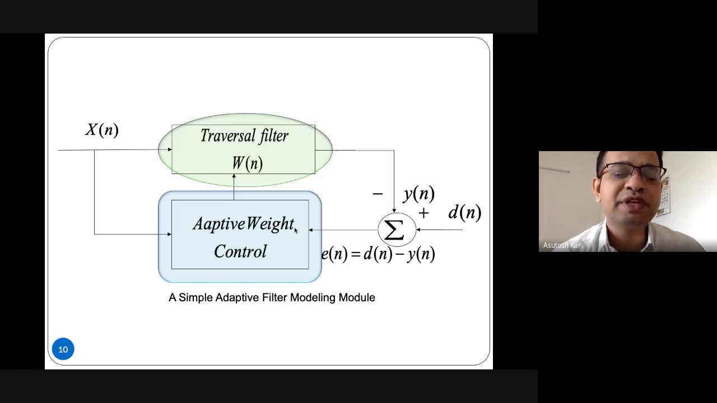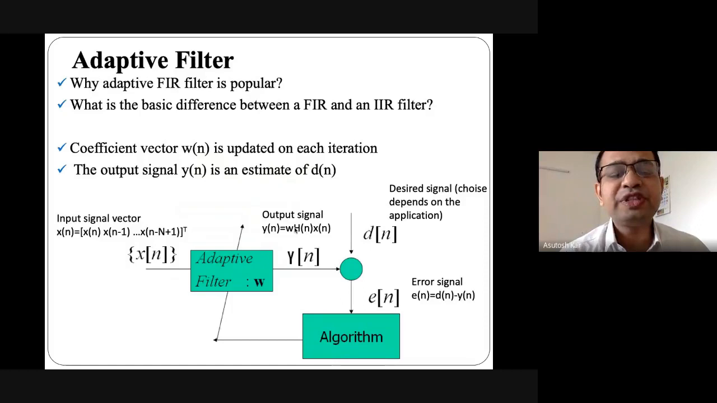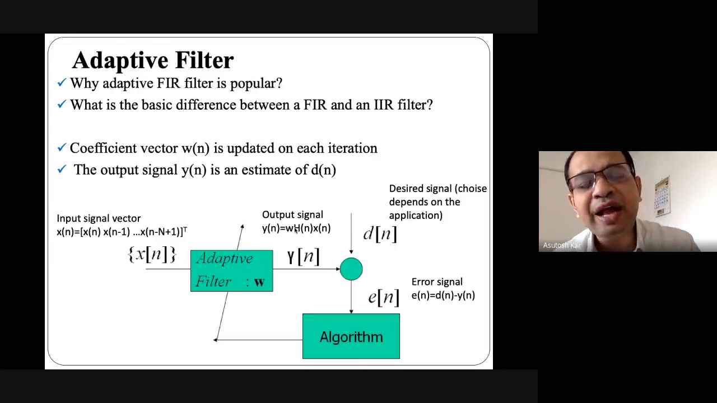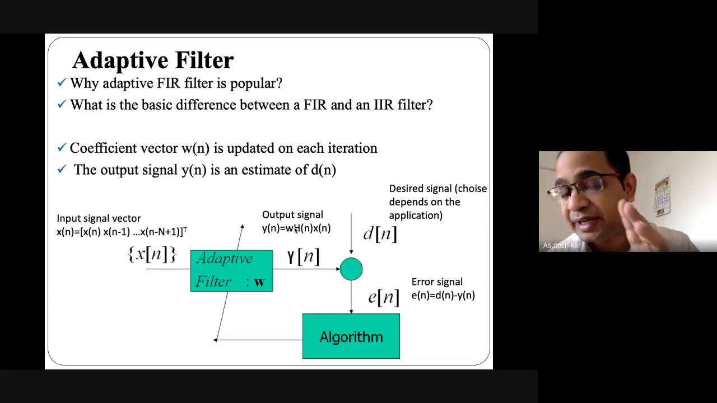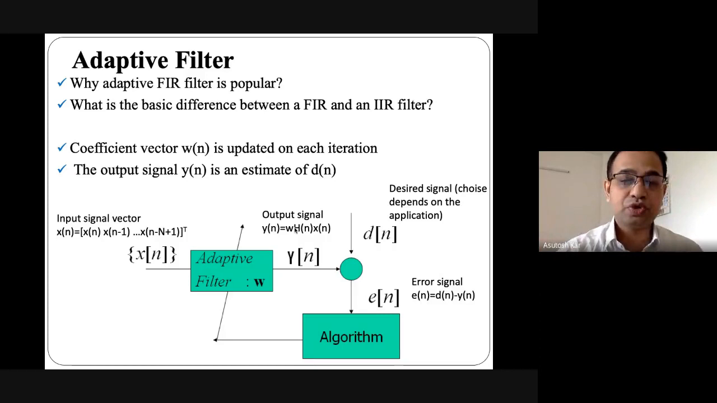Let me show the next slide. It optimizes with the help of an algorithm, which is the brain of the adaptive filter, and it optimizes MSE, that is mean square error, or LS, that is least square error. So by the adaptive filtering technique, we can either optimize mean square error or least square error, and accordingly we get two different sets of adaptive algorithms. Now the algorithm is very important.